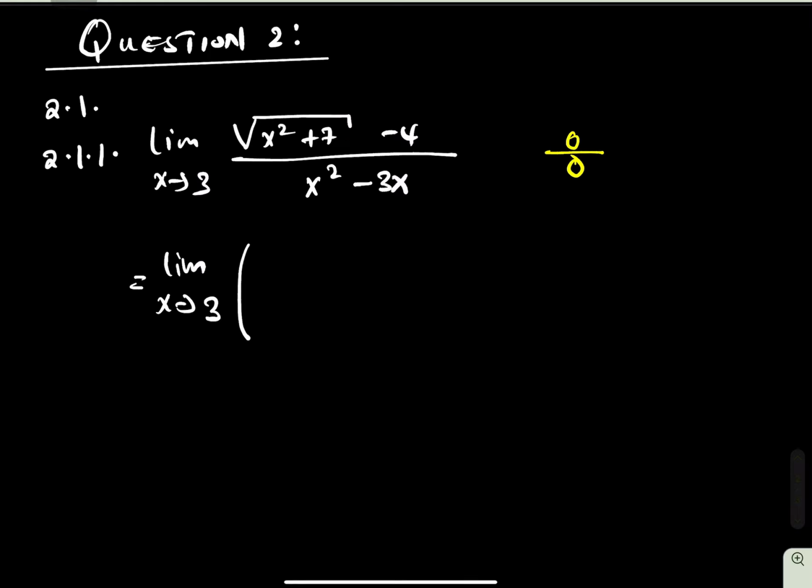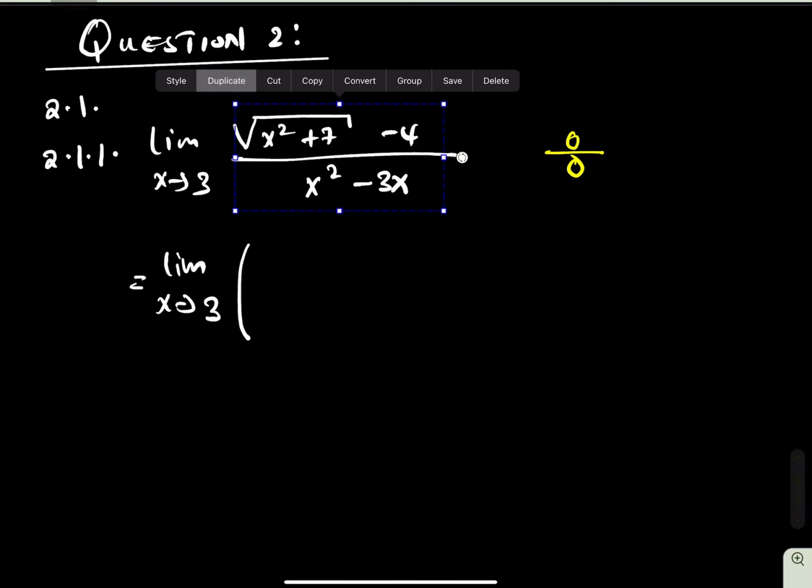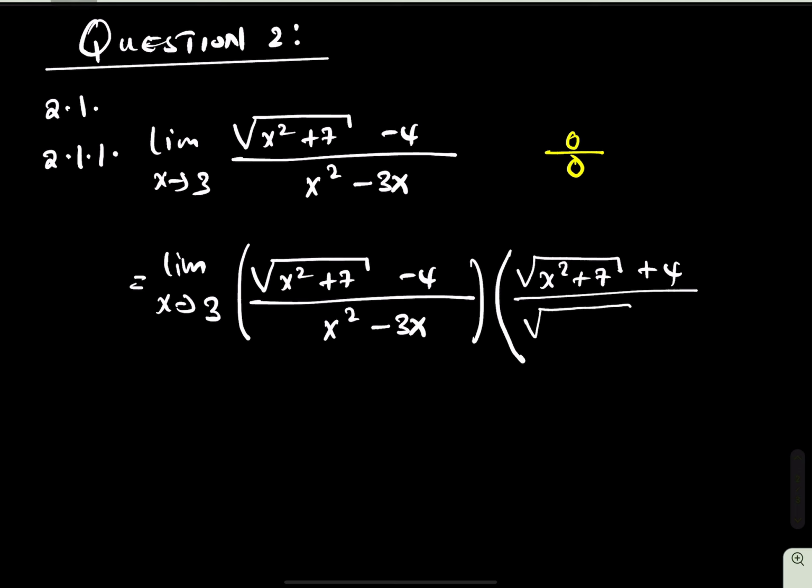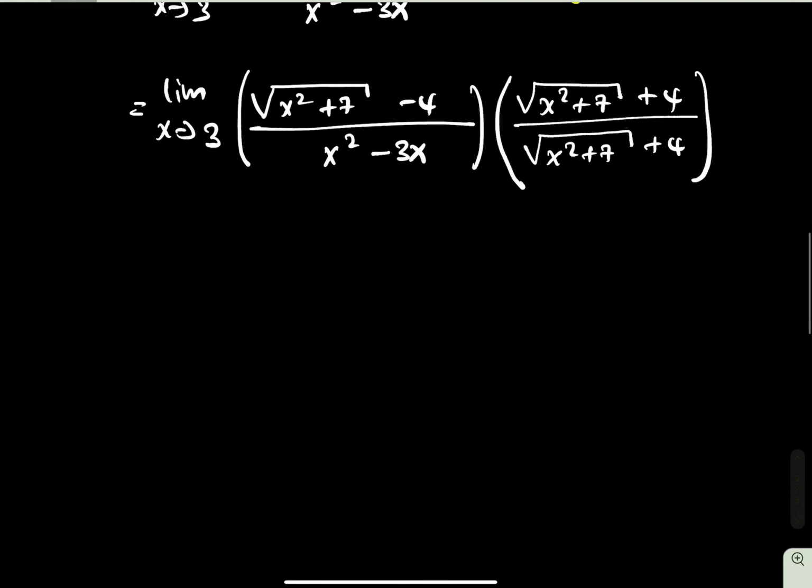And then I copy the same problem. That is really this one here. And then I need to rationalize that. So I remove the numerator. That is really going to be the square root of x squared plus 7 and then plus 4 divided by the square root of x squared plus 7 plus positive 4. And if you try to do it nicely, you'll see that you are going to get the following.